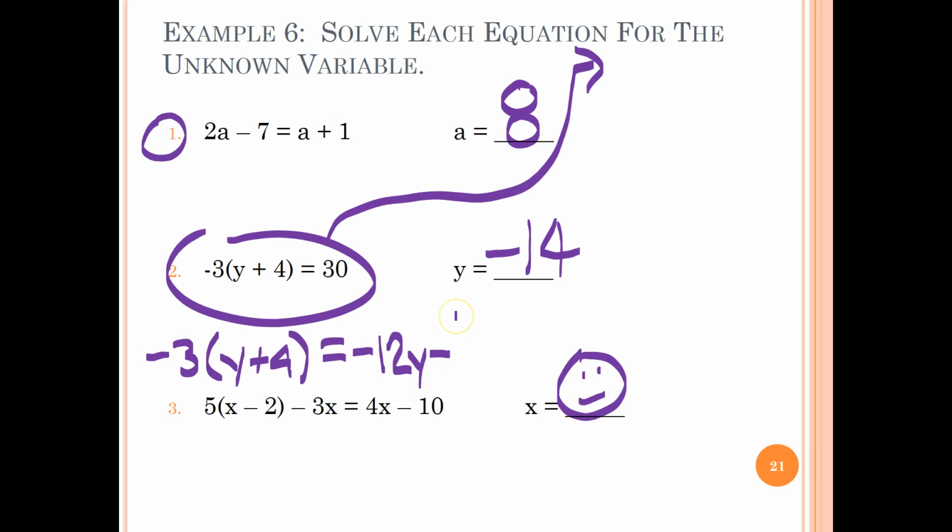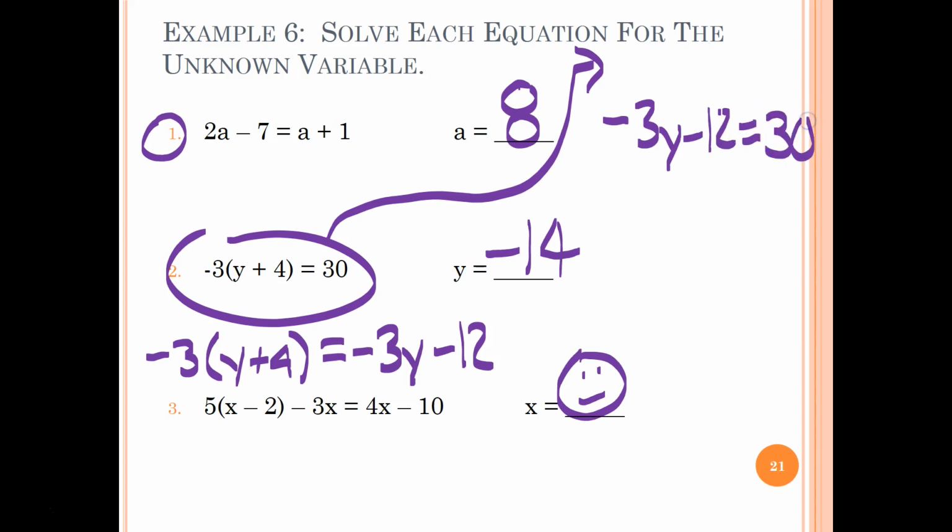Oh, excuse me, you see my mistake there? Silly me, that's the next part. Negative 3 times y is negative 3y, and then negative 3 times positive 4 is going to give us minus 12. So we can clean up the left-hand side of the equation by writing negative 3y minus 12 equals 30. Now this is a lot easier to solve, and we'll go ahead and do it.